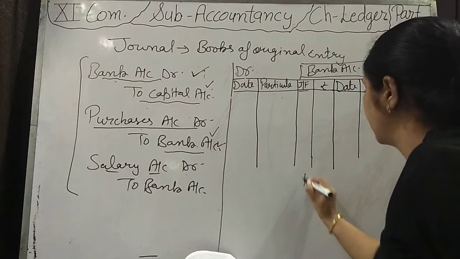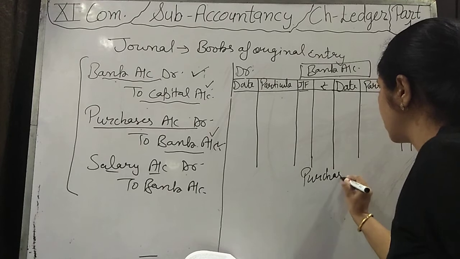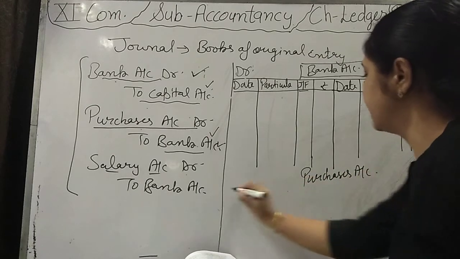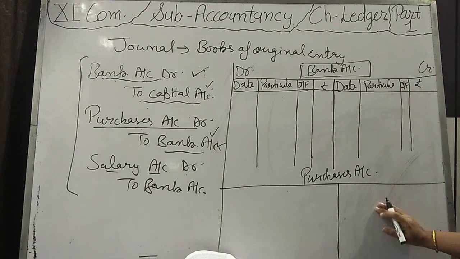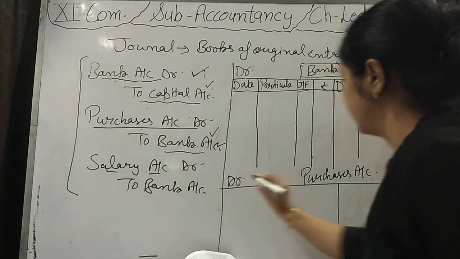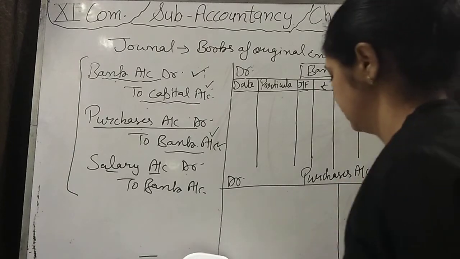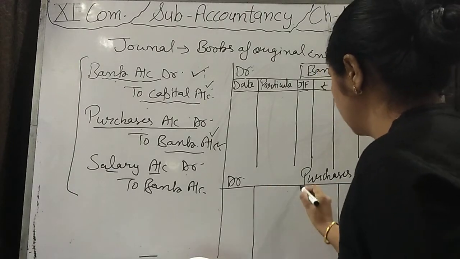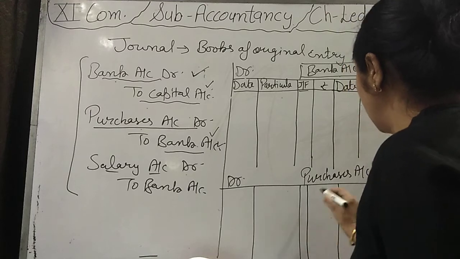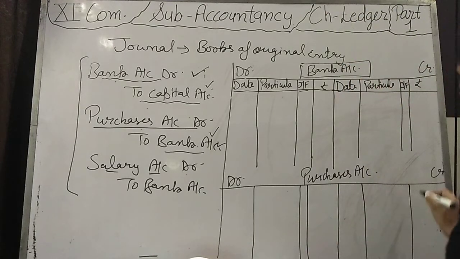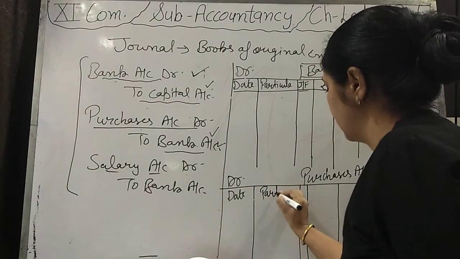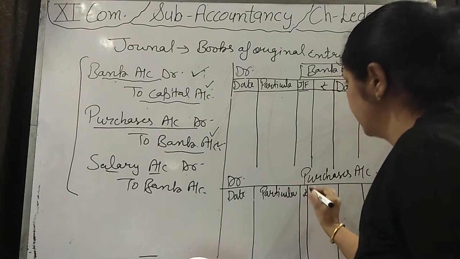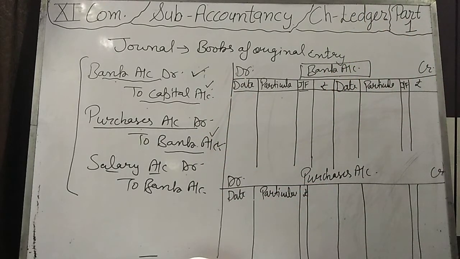Like now we are making another account, purchases account. In the center we will write the name of the account. Make 2 parts of this. Write debit and credit. Make 4 columns: date, particular, journal folio, amount. Date, particular, journal folio and amount. Okay. So like this we will open the accounts that we have used in the journal.